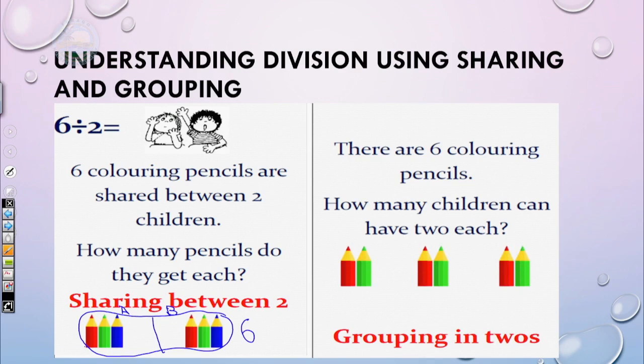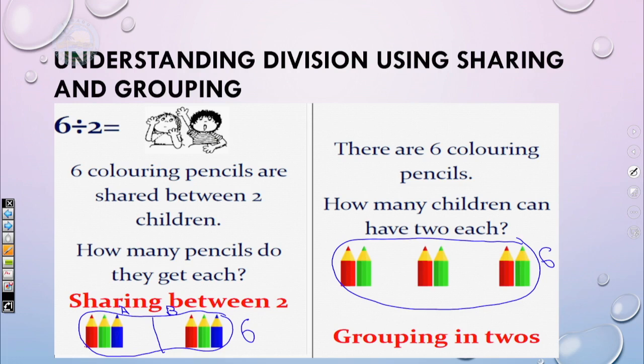Let's look at this one now. There are 6 coloring pencils. How many children can have 2 each? This is a different set. One was asking how many pencils will 2 children get. This was asking how many children can have 2 each. So again, you have 1, 2, 3, 4, 5, 6 total. How many children can have 2 each?